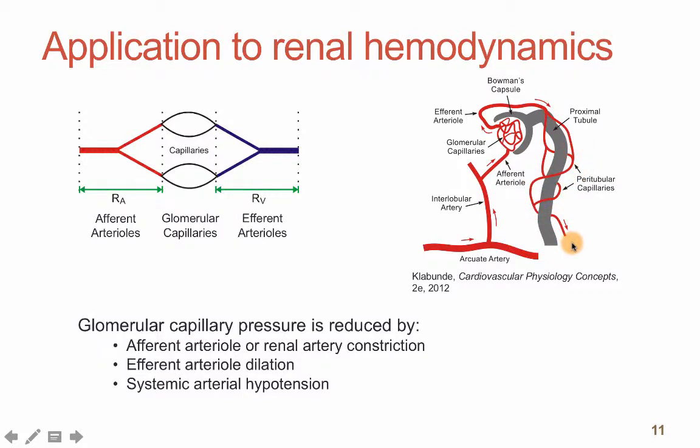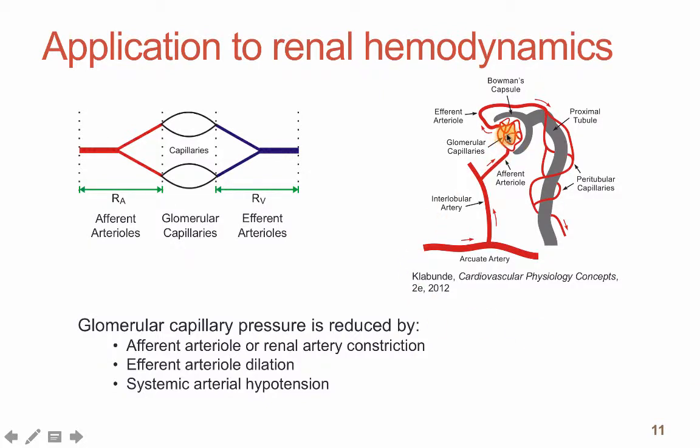So the precapillary resistance in the kidney would be the afferent arteriole and everything proximal to the afferent arteriole, including the renal artery. Those vessels would comprise the precapillary resistance. The postcapillary resistance is primarily the efferent arteriole and then the subsequent peritubular capillary system and then their venous drainage. So let's summarize what happens within the kidney to glomerular capillary pressure.